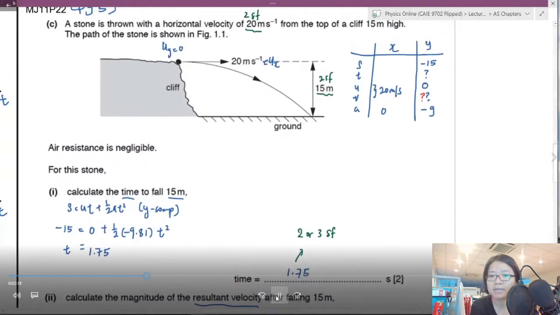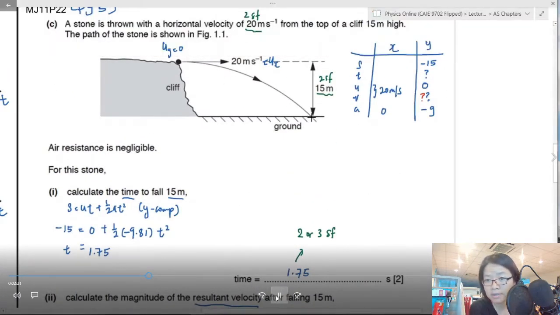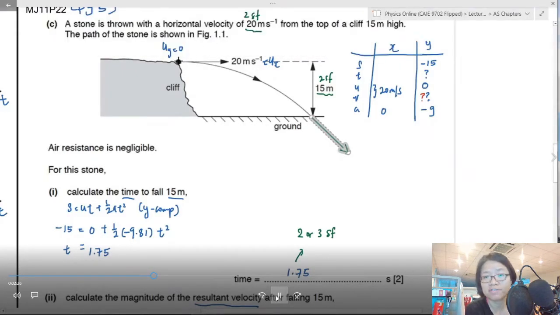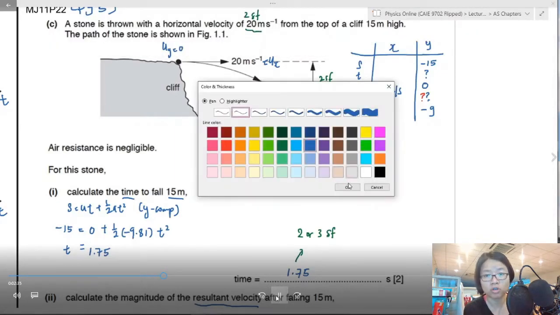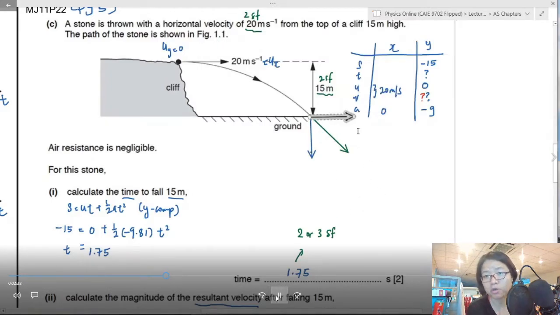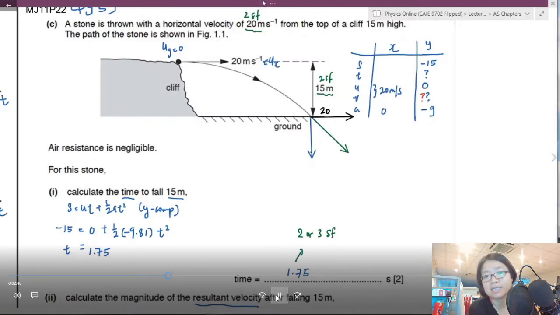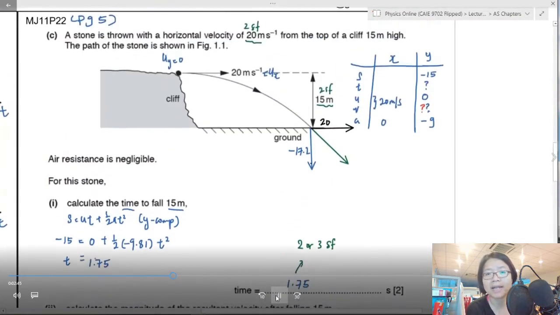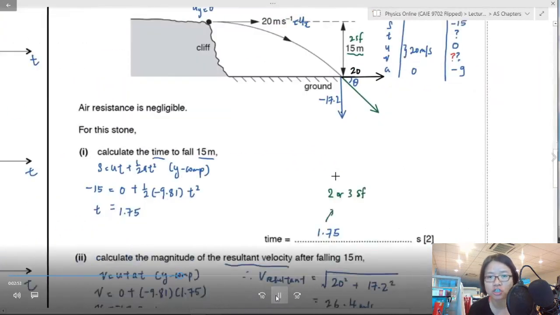Alright, next part, describe the difference between the displacement and distance of the stone. But before that, I'm going to draw the vector diagram for this. So you can see the 20 meters per second is maintained. At this point, it's still 20 meters per second, whereas your vertical velocity has increased from zero on top of the cliff to negative 17.2 when it hits the ground, 15 meters below the starting point. So this is what I meant. All this speed, vectorially, when you draw the vector, is tangential to the path.